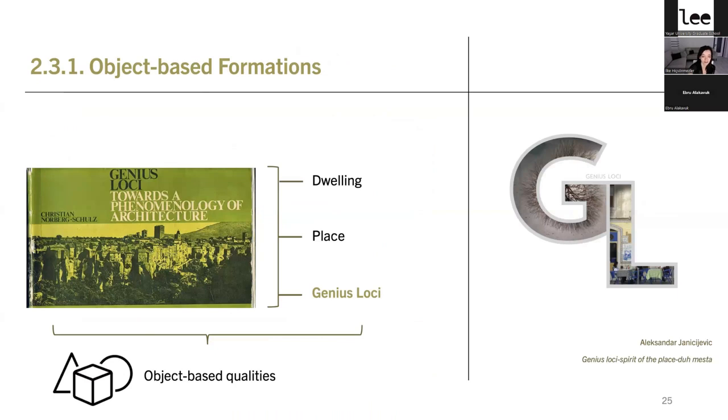So since the atmosphere oscillates between the object and subject, I first look at the object-based discourses on the atmosphere theories. In this respect, we may first find the discussion of Christian Norberg-Schulz in his seminal work, Genius Loci: Towards a Phenomenology of Architecture, where he undertook the definitions of specific terms in architecture like dwelling, place in the sense of Martin Heidegger, and genius loci.